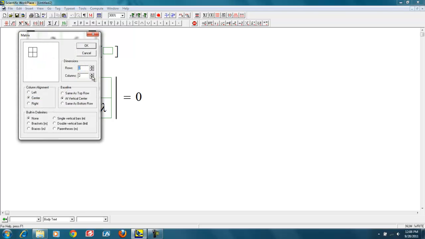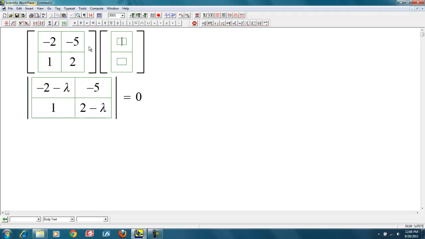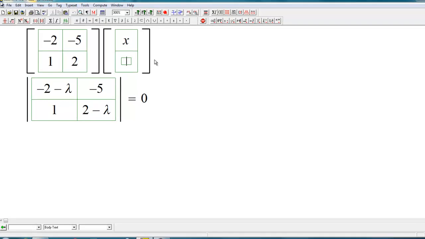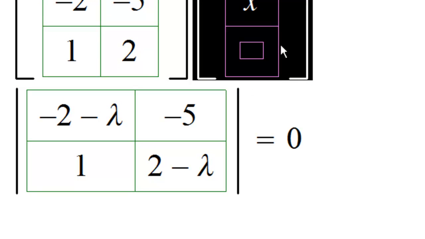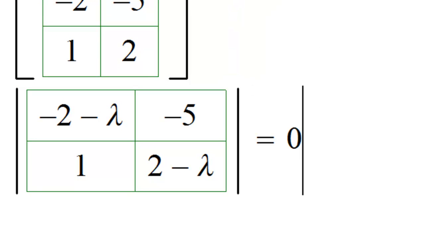I think it is 2 minus lambda. It's negative 2. Okay, you agree, right? Okay, good. Thanks for checking. So we got that right.